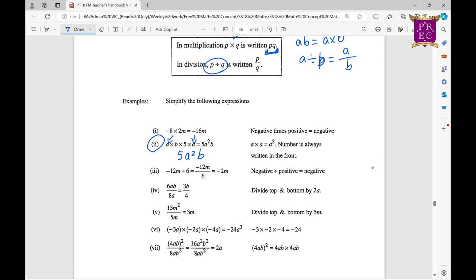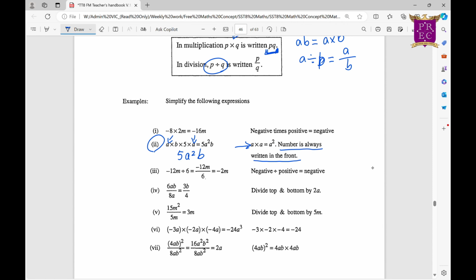And always keep in mind that the number or the coefficient is always at the front, regardless of how the numbers appear, in what order in the equation. It doesn't matter because our final answer must always include the coefficient at the front. And it mentions here that a times a is a squared, but if there was, let's say, another a in the equation, then it becomes a cubed. So hopefully that makes sense.